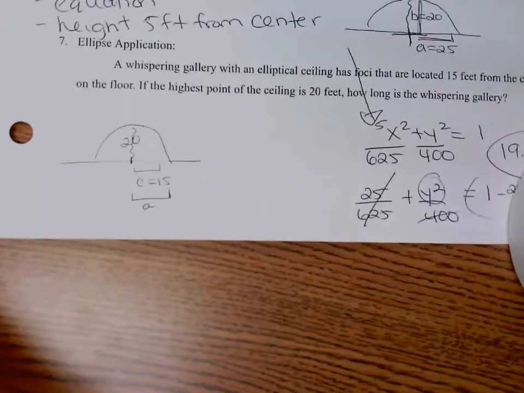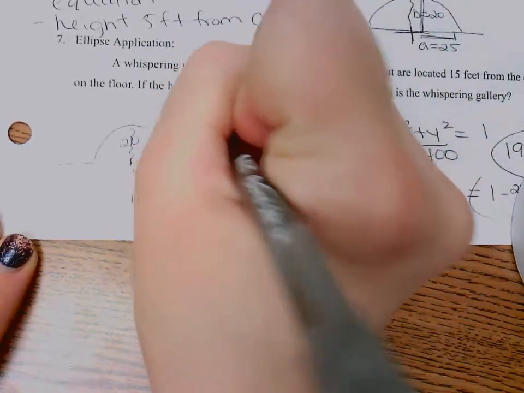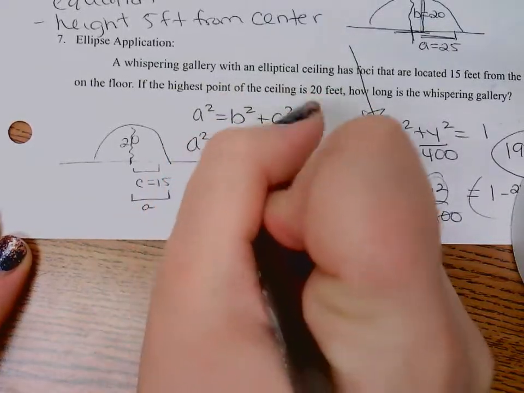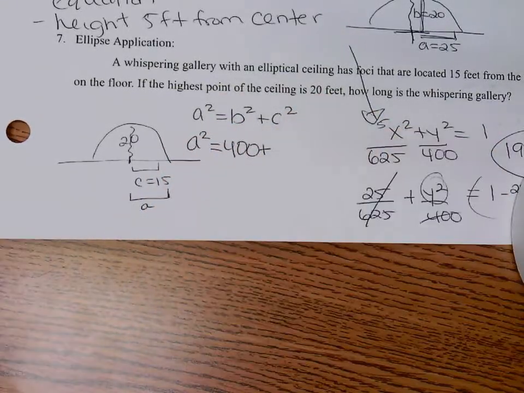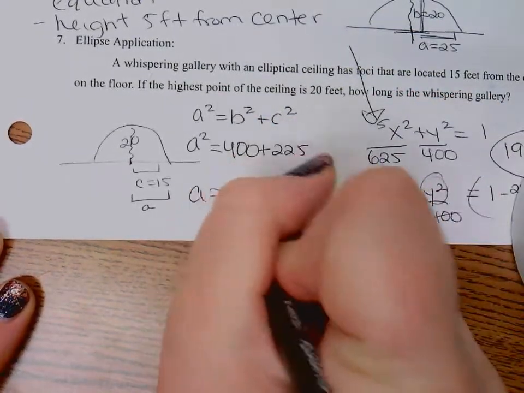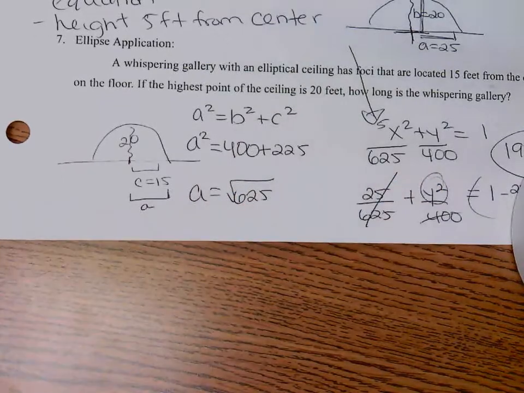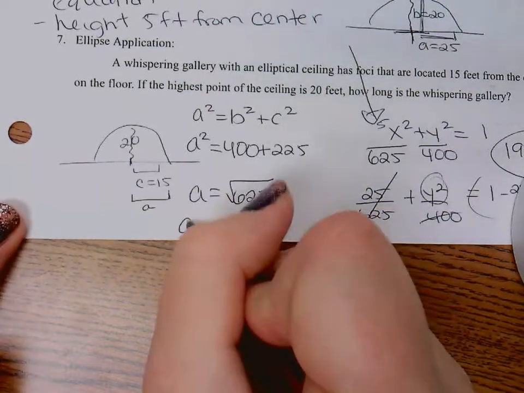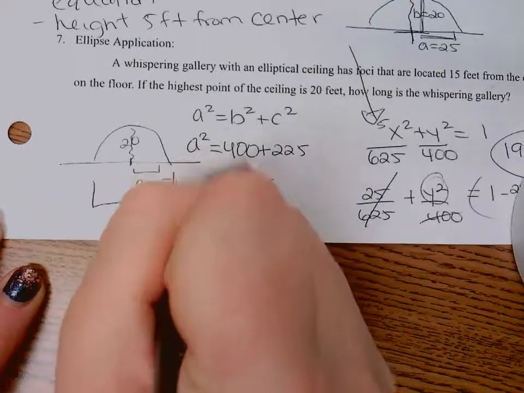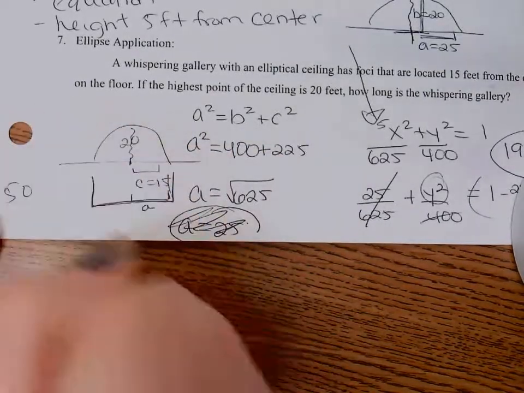So I can use that Pythagorean identity, which is A squared equals B squared plus C squared. So A squared equals B squared plus C squared. A squared is what we don't know. B squared is 400, and C squared, 15 squared is 225. So A is the square root of 625. So the square root of 625, we already said, is 25. So A is 25. Oh, so if A is 25, the total length then is 50 feet long.